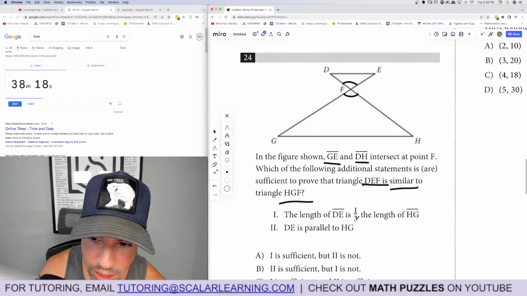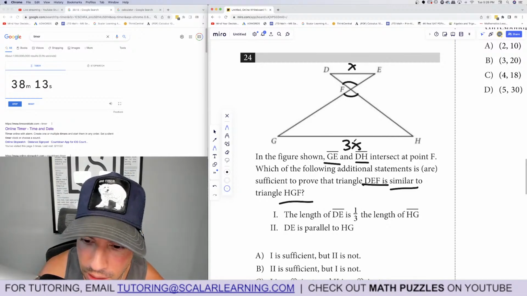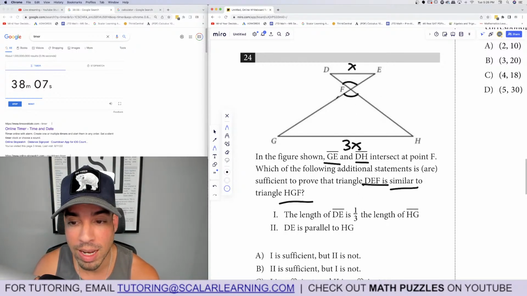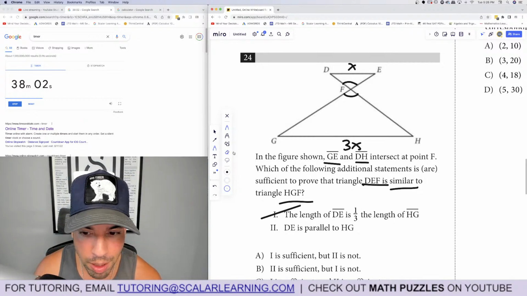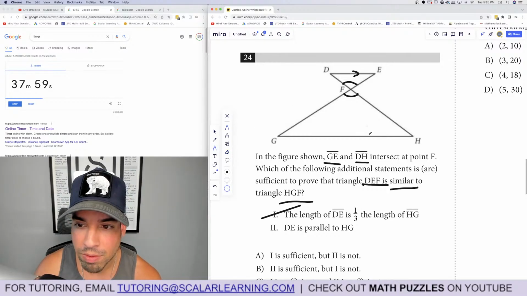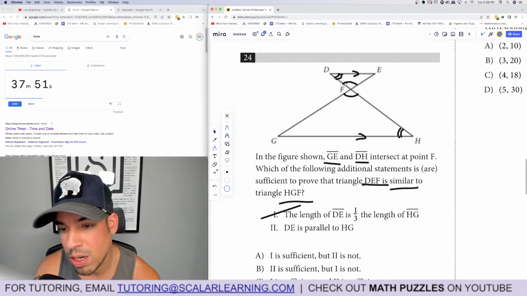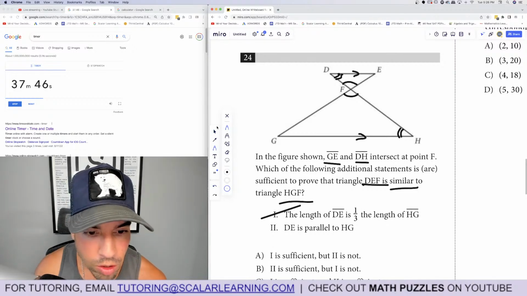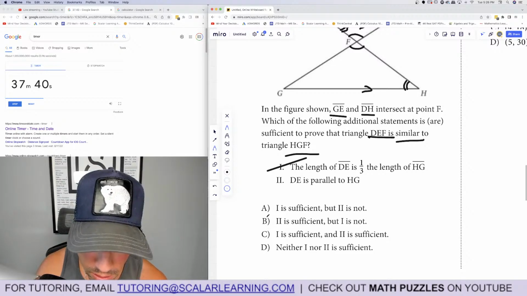DE. Okay. So the length of DE is 1/3 of HG. So if this is X, this is 3X. That's not enough, because this shows one pair of sides are proportionate, but I need more than that, and I need them to be around the congruent angle. So this is not good enough, but DE is parallel, that's good enough, and I'll show you why. If these two lines are parallel, this is a transversal, which means that these are alternate interior angles, and they're congruent. Same with these ones, but we only need two angles to show that triangles are similar. So 2 is the only one that is sufficient. 1 is not. Done.